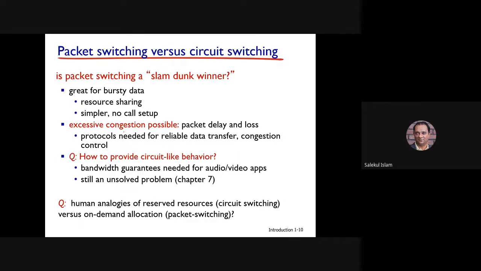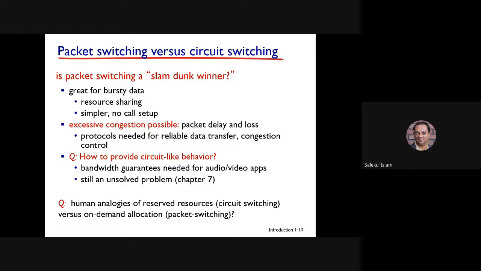So packet switching is simpler because you don't need any call setup. But remember that in case of packet switching, excessive congestion is possible. Why? Because of packet delay and loss. So due to packet delay and loss, there is a chance that excessive congestion is possible. So if there is a delay and loss, what does it mean?